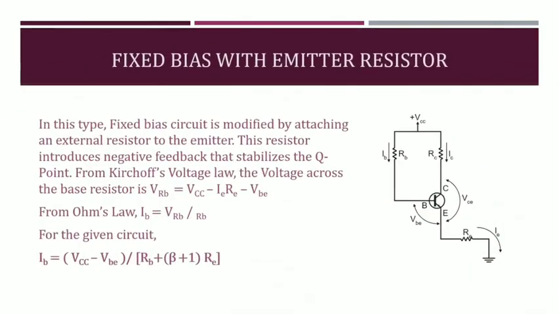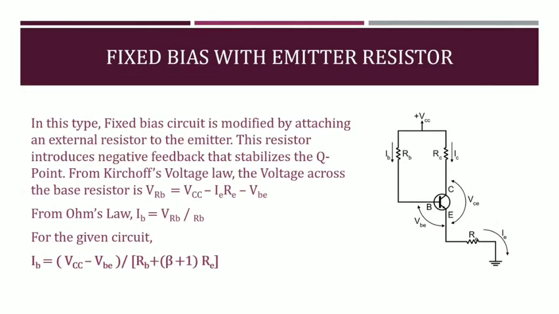Let us move towards the next one, which is fixed bias with emitter resistor. In this type, the fixed bias circuit is modified by attaching an external resistor to the emitter. So we can see that there is a resistor below the transistor, which is mentioned as RE.